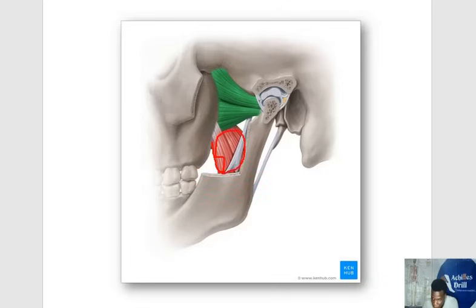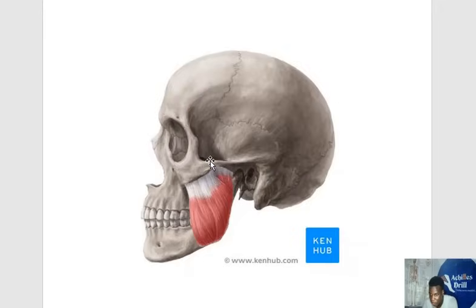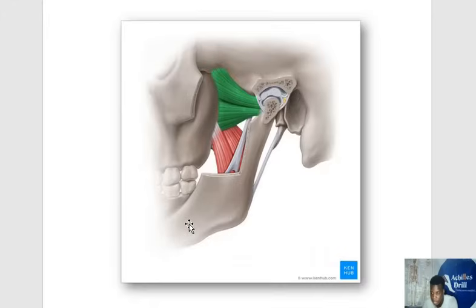The interior portion of the ramus of the mandible is associated with the medial pterygoid muscle. The lateral pterygoid muscle, the one up here, is for the condyle of the mandible, but the one associated with the medial part of the ramus of the mandible is the medial pterygoid muscle, while the external part of the ramus of the mandible is associated with the masseter muscle. Right, so they are all muscles of mastication. They control opening and closing of the mandible. And sometimes they can be pinned.